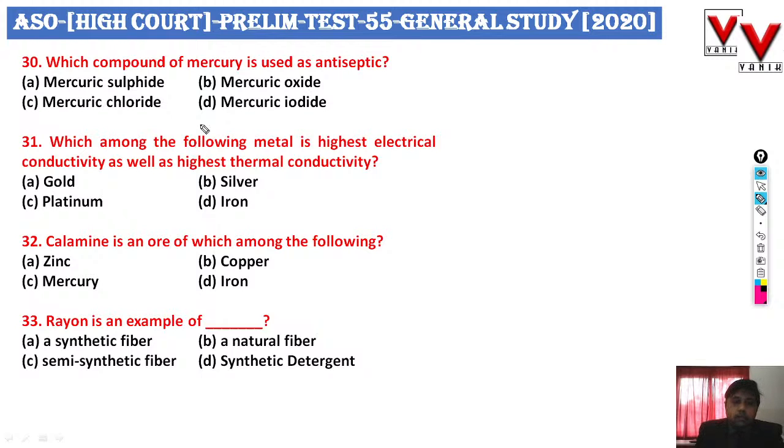Which compound of mercury is used as an antiseptic? It is mercuric chloride, HgCl2. So we have mercuric chloride as an antiseptic.